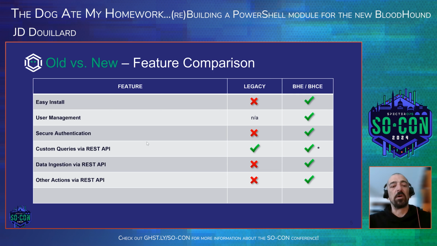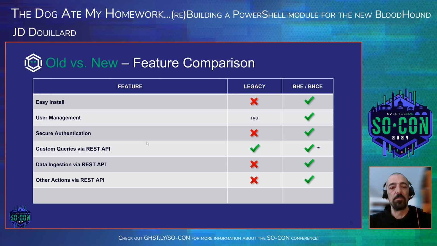Both support custom Cypher queries. The difference here being that in the legacy we would run Cypher directly against Neo4j, so that allowed for the full Cypher language. For now, in the new BloodHound, the Cypher vocabulary or syntax that you're allowed to use is limited. Let's put it that way. I think the engineering team is working on a full solution that would allow you to cover the full grammar.